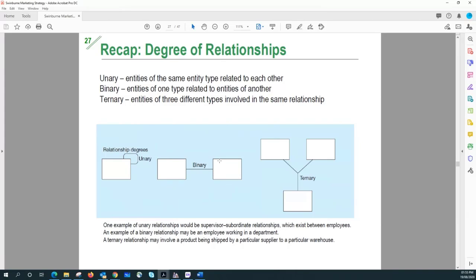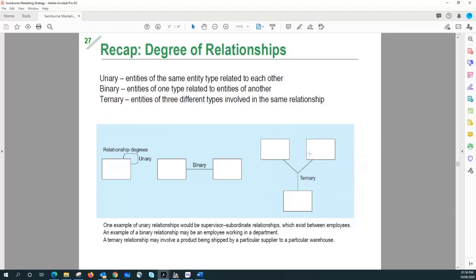One employee can work in one department, or one department can have many employees. So department and employees have a binary relationship, but we also have ternary relationships. One supplier can ship many products to many warehouses, or a particular warehouse. So warehouse, product, and supplier have a ternary relationship in this case, with three types of entities involved.